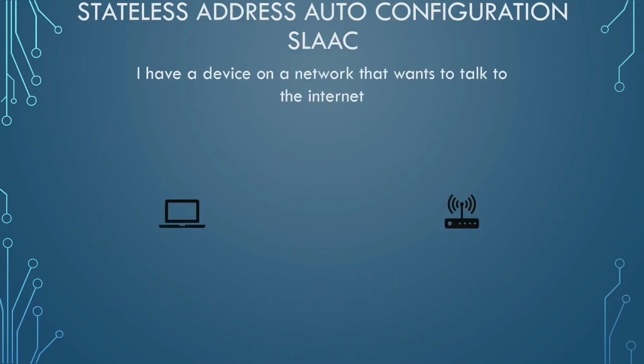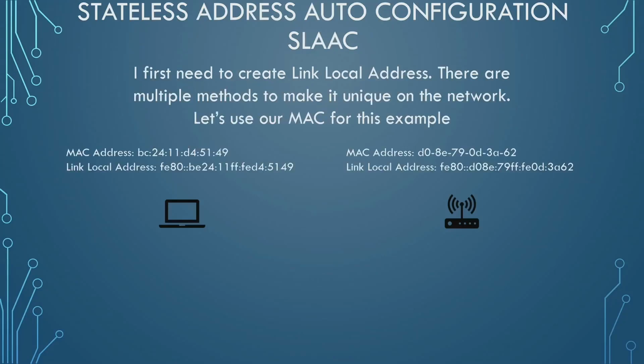We'll cover SLAAC. So say I have a device on the network that wants to talk to the internet. I first need to create a link local address. It can't talk to anything, so it needs to create a unique address on that network. There are a number of methods and there are preferences along the way for doing this, but at a basic level, we can use our MAC address to form part of the address. You can see there we've got our MAC address and a link local address on the network.